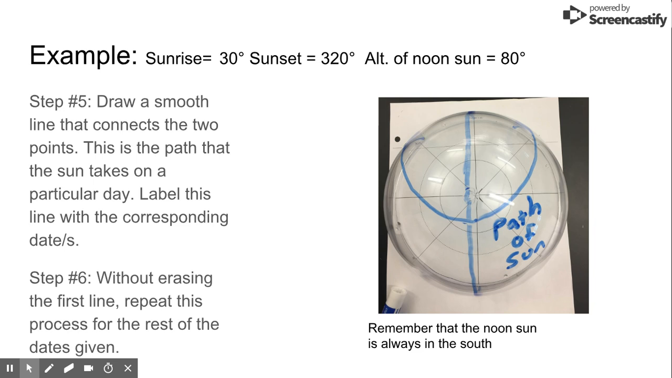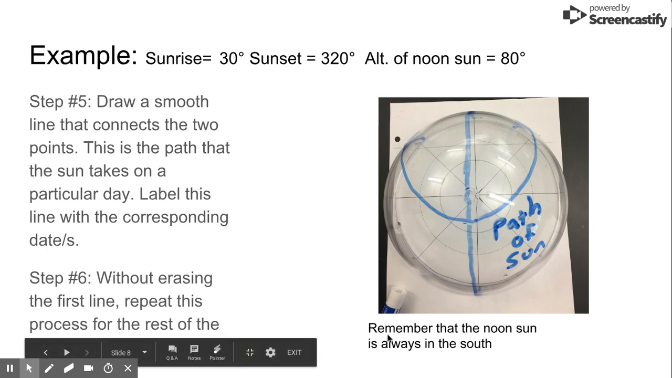Now, the final thing you're going to do is label this line with the corresponding date. I simply put here Path of the Sun just to let you know what that is. But for example, if this was July 31st, you would put that date right here. Without erasing the first line, repeat this process for the rest of the dates given. And then take a picture and insert it into your lab.